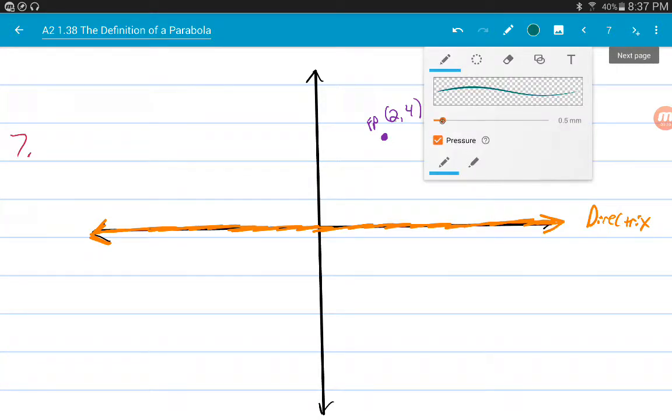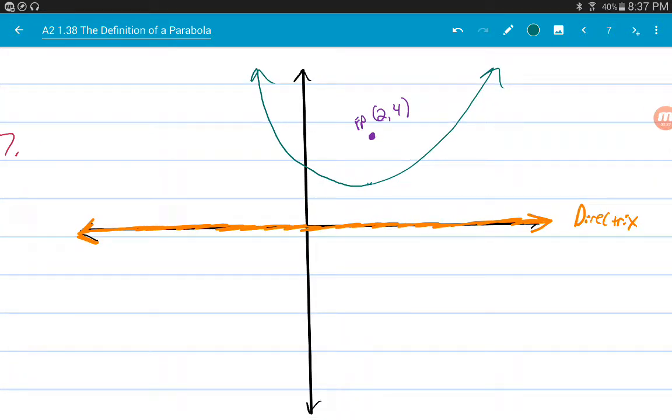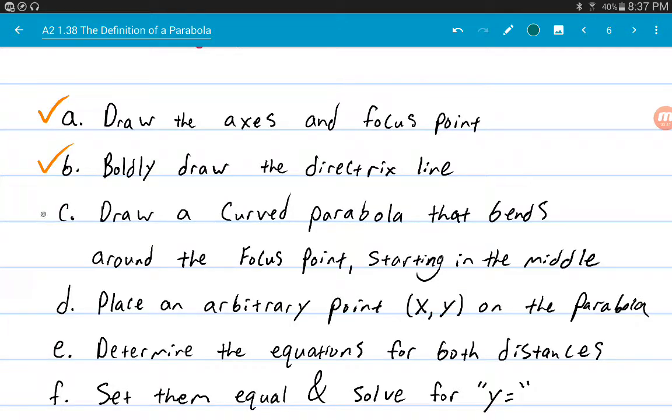So my parabola is going to start in the middle, right in the middle of these two, and it's going to bend up and around the focus point. It doesn't matter how good this looks, because this is not an art class. My parabola is drawn.